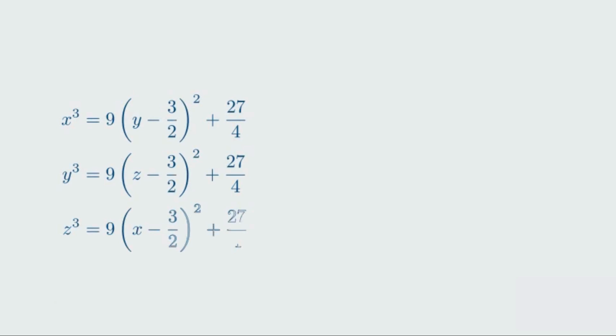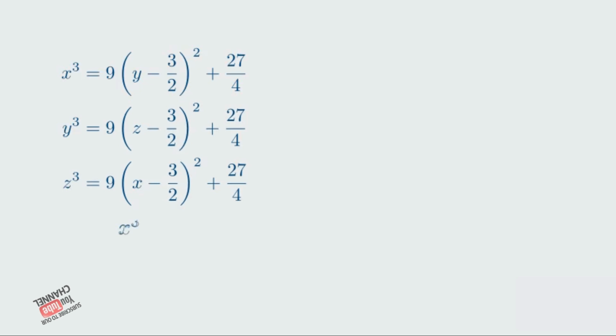Let's go back to our rewritten equations. Suppose we have a solution x, y, z, where all variables are greater than 3. Let's look at the first equation. The right side is 9 times a square, which is at least 0, plus 27 quarters. This means that x cubed must be greater than or equal to 27 quarters, which is 6.75. This is consistent with x greater than 3, as 3 cubed is 27. However, let's consider the relationship between x and y more closely. The function g of t equals 9 times (t minus 3 halves) all squared, plus 27 quarters, represents the right side of our equation.